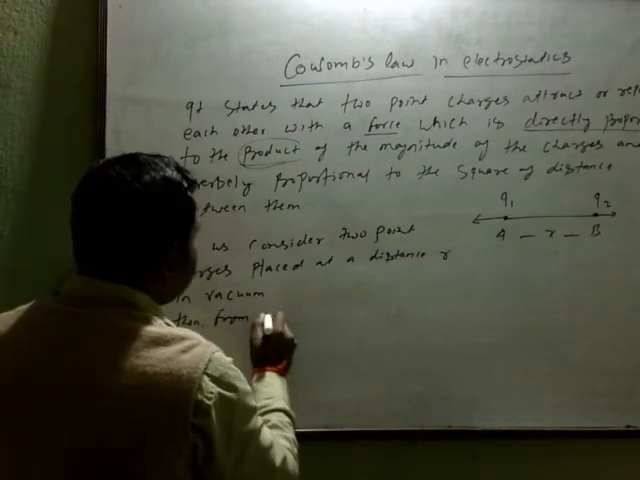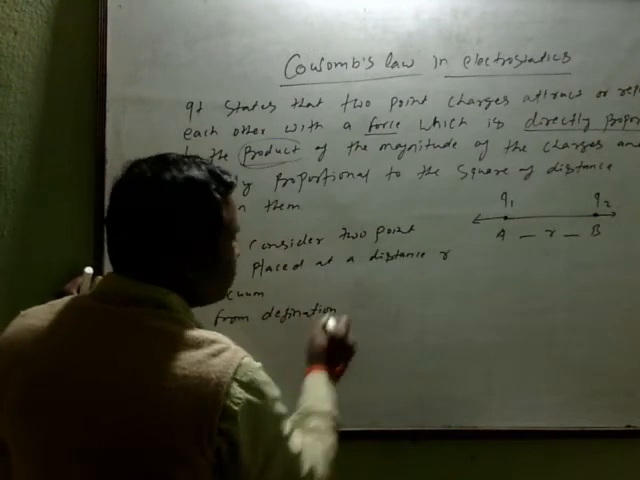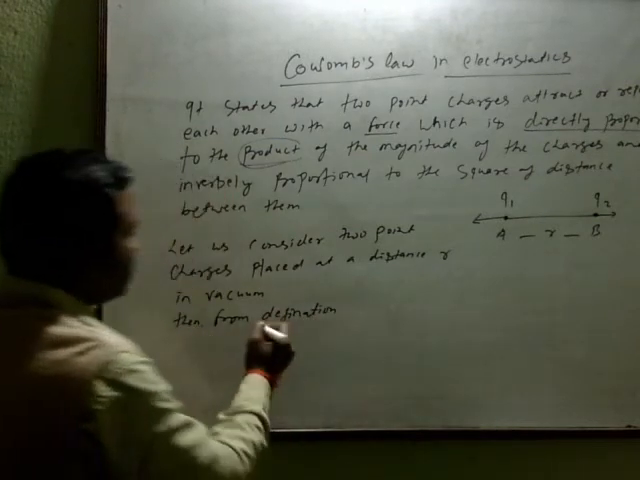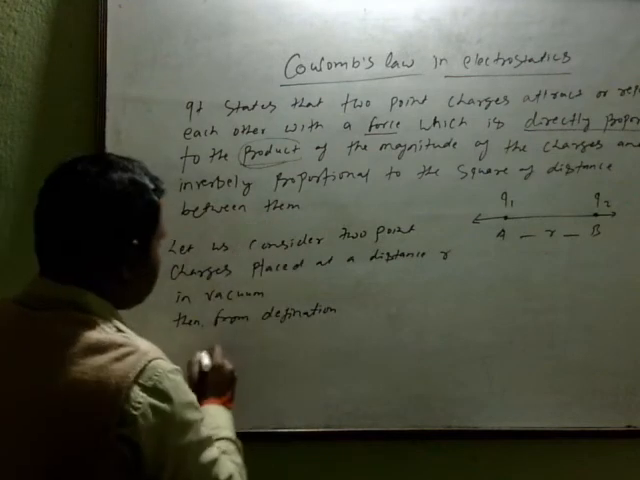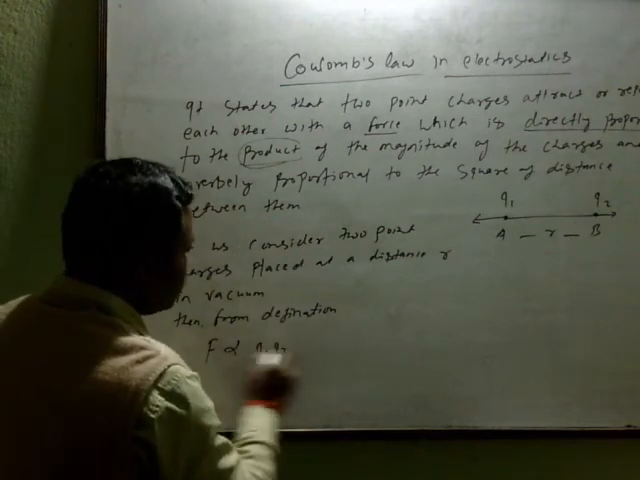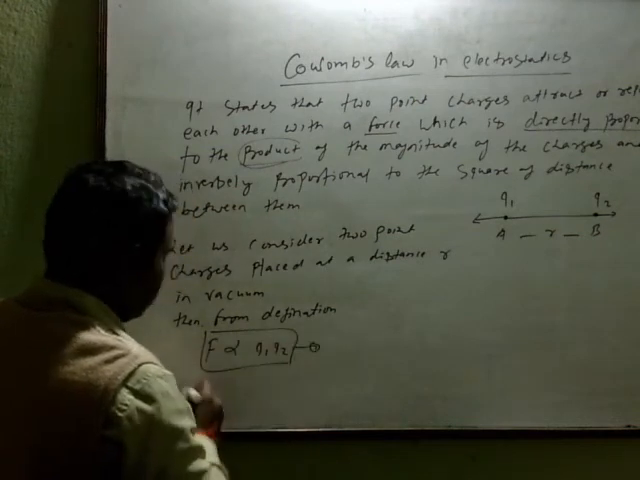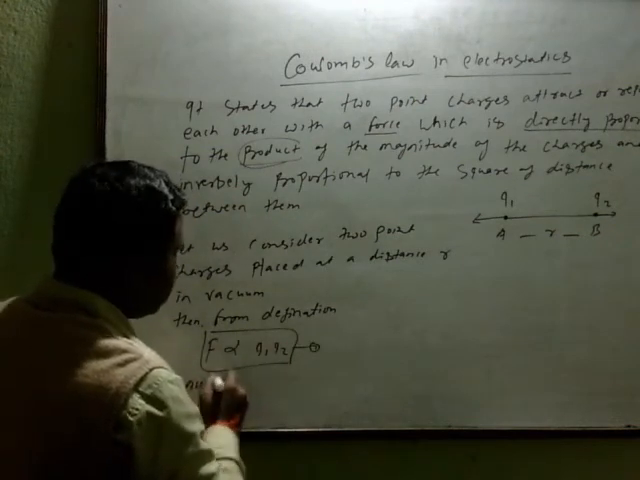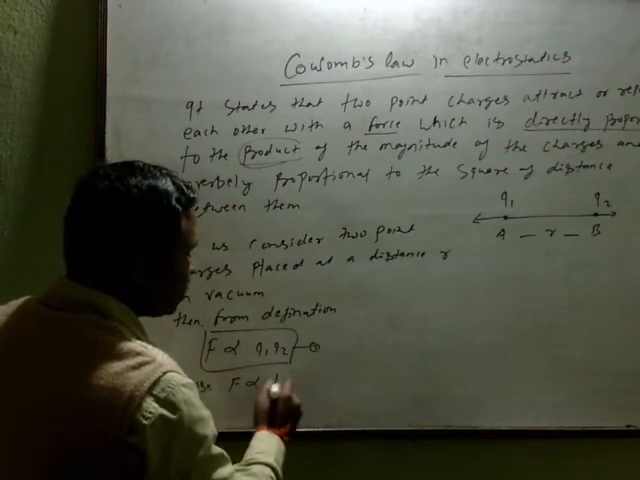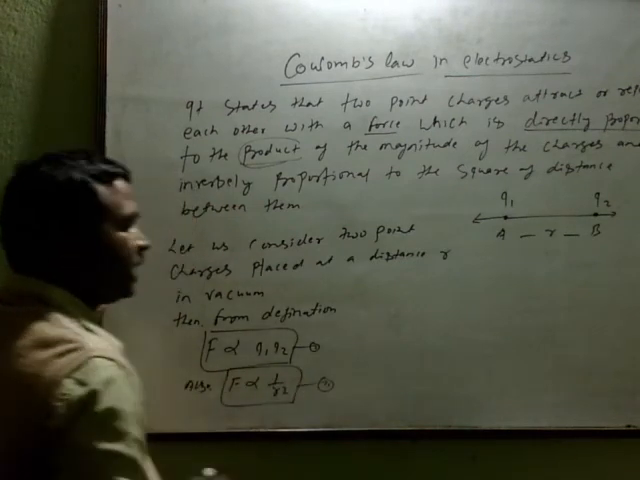From the definition, what can we write? F is directly proportional to Q1 Q2. Yes, this is equation 1. Also you will write here F is inversely proportional to the square of the distance between them. So we have two equations.